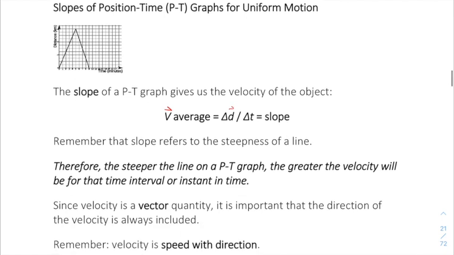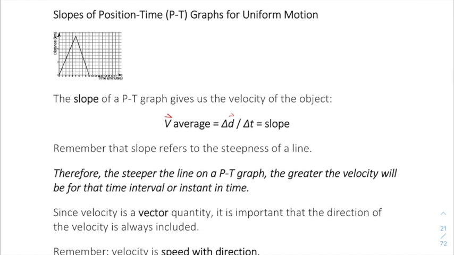And remember that slope is the steepness of a line. So the steeper the line of a PT graph, this is really the key point to take away today, is that the steeper the line of a PT graph, the greater the velocity will be for that time interval, or that instant of time.